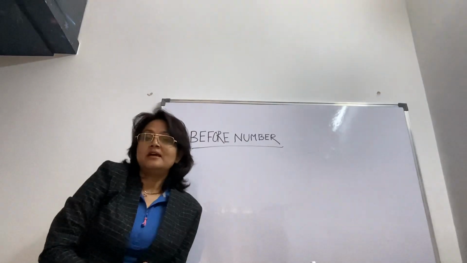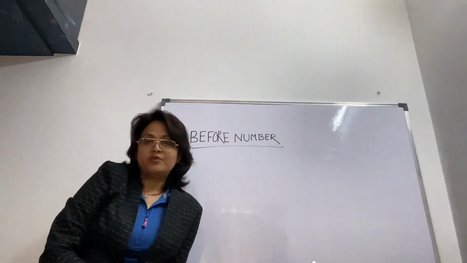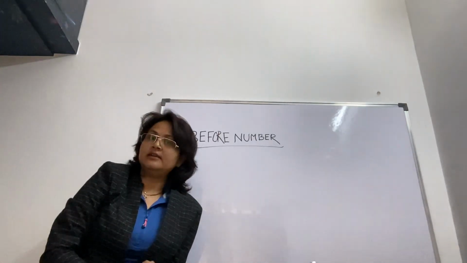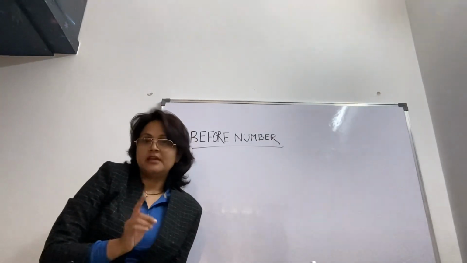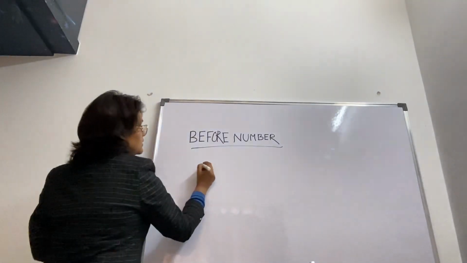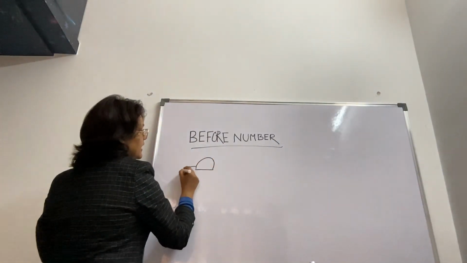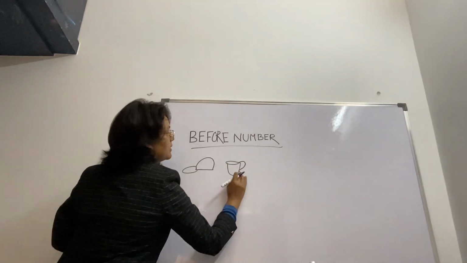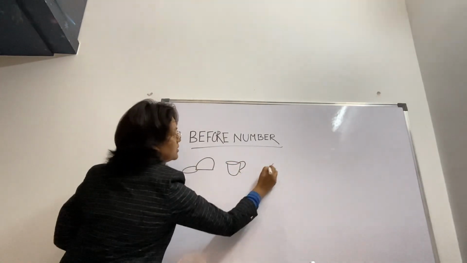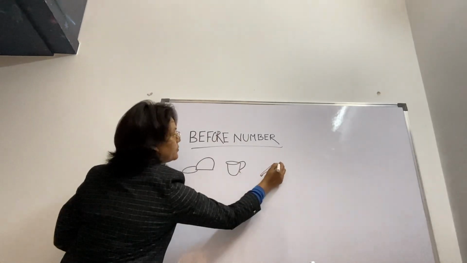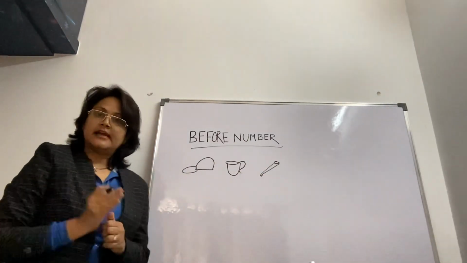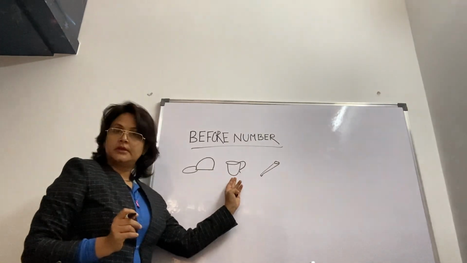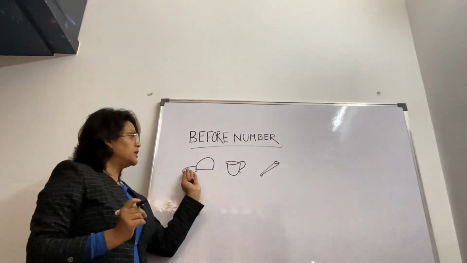So suppose the child is not getting the before number concept. The first thing which we should tell the child to understand the before concept is this. Suppose I have drawn a cap, a cup, and a pen. Now, to help the students understand, what is in the middle? They'll say cup.